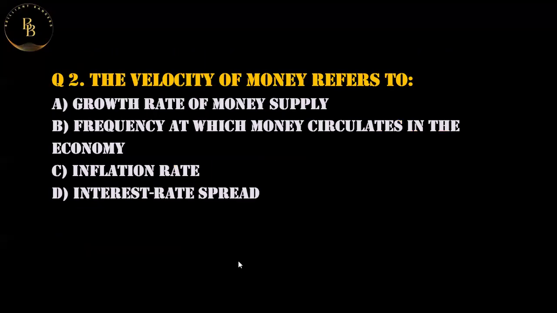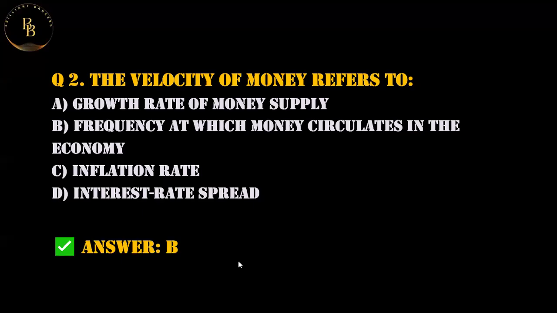Coming to question number 2, the velocity of money refers to what? A. Growth rate of money supply, B. frequency at which money circulates in the economy, C. inflation rate, or D. the interest rate spread. And the right answer will be frequency at which the money circulates in the economy.